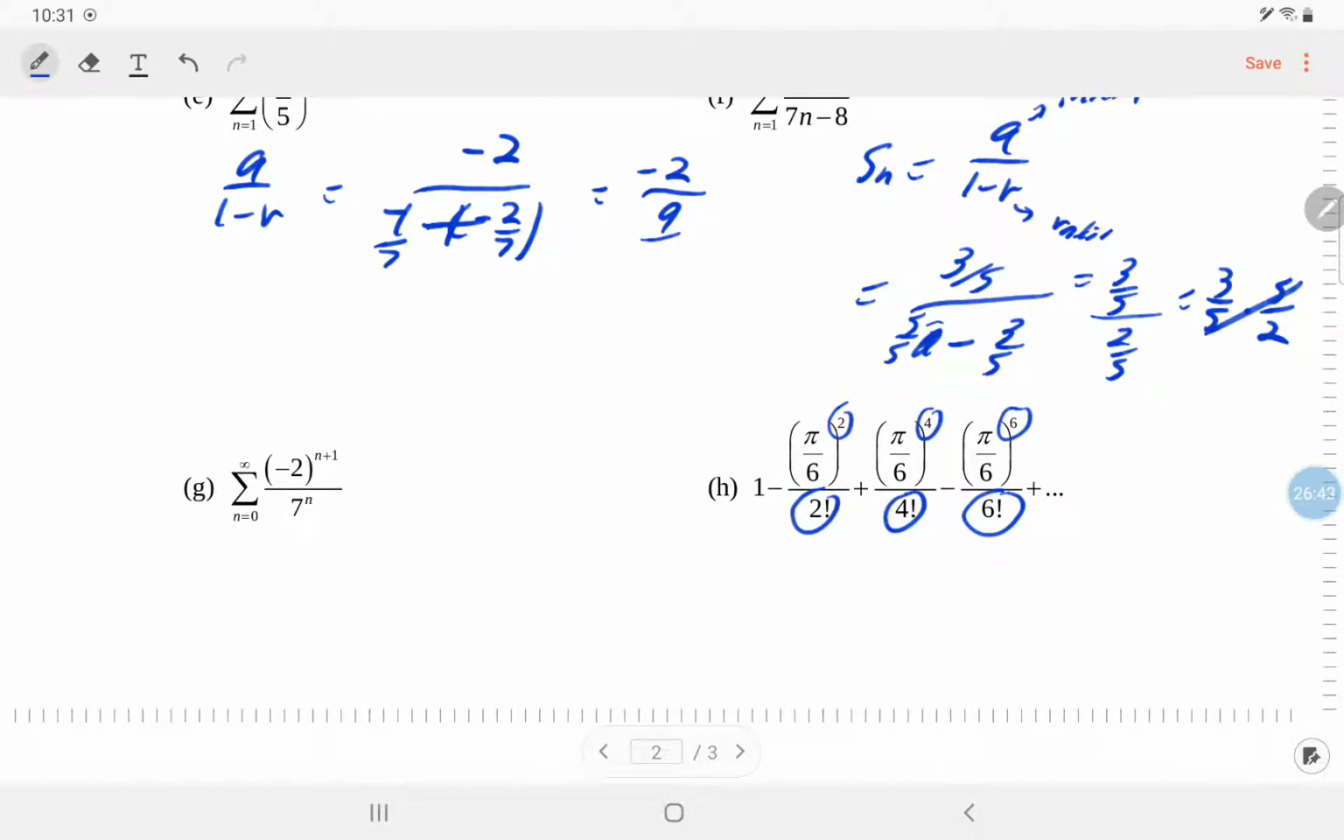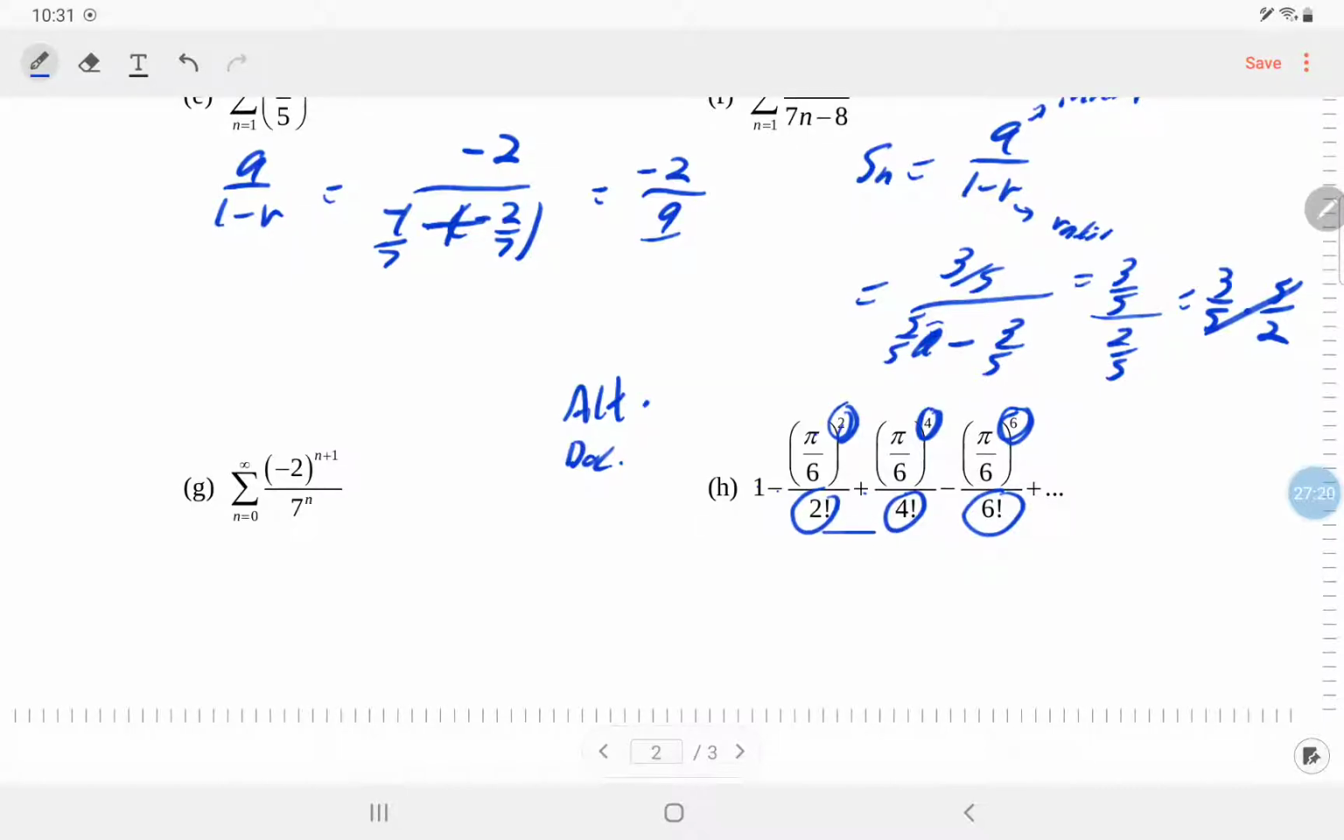You say, so? Well, look, it goes from positive to negative to positive to negative. So does it alternate? Why, yes, it does. Is it decreasing? Well, pi over 6, you say, the power is getting bigger, so it's going to be getting bigger on top. No, it's not. Because if I take 1/3 and raise it to the squared power, it becomes 1/9. So when you have a fraction less than 1, raising it to a power does not make it bigger.